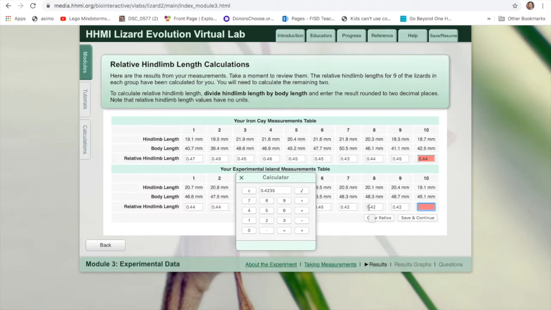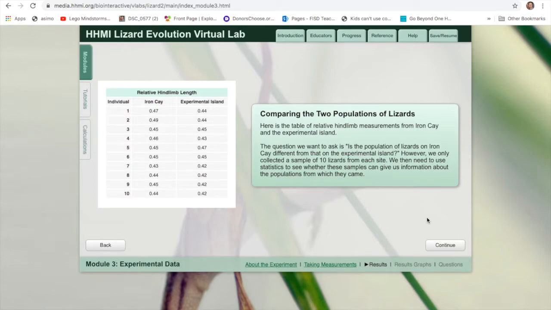When you get to chemistry, you're going to talk a lot about significant digits. There really should be 3 significant digits here, but since the other ones are only giving you 2, 4, 2, I'll put a 3, but it won't let me put it in. Save and continue. This is now the measurement, the ratio of the back legs to the body length. This is the ratio right here.